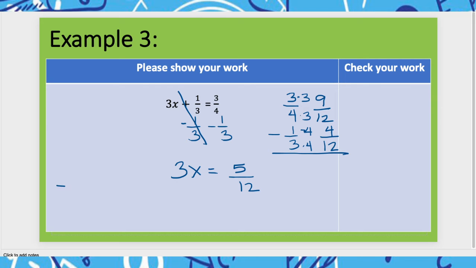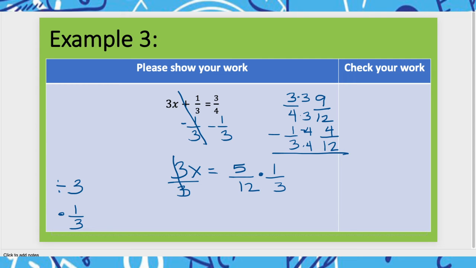Now, remember, dividing is the same as multiplying by the reciprocal. So I can divide by 3, or I could also look at it as multiplying by the reciprocal of 3, which is multiplying by 1/3. So 3 divided by 3 is 1x. And again, I'm going to do it as a multiplication problem instead of division. So I'm multiplying it by 1/3.